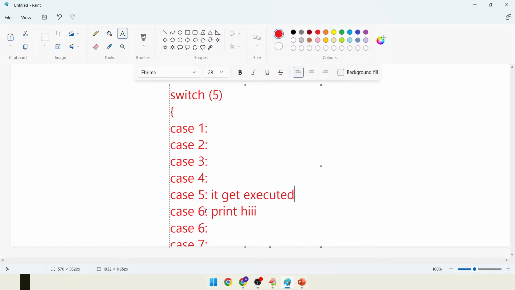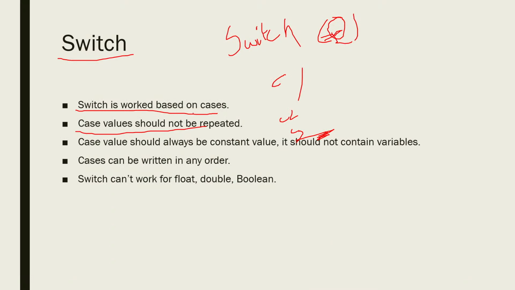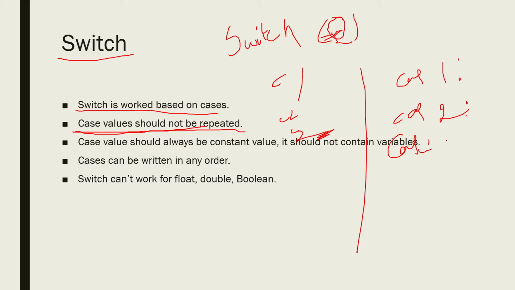For writing cases, there are some important rules. See, case value should not be repeated. As I said, case 1 should be only one time. Case 2 should be only one time. If it finds a duplicate, it will get confused about which case needs to execute. So case value should not be repeated. It should always be unique.